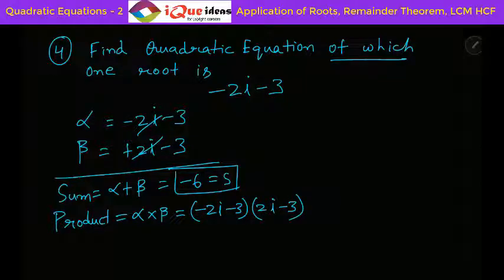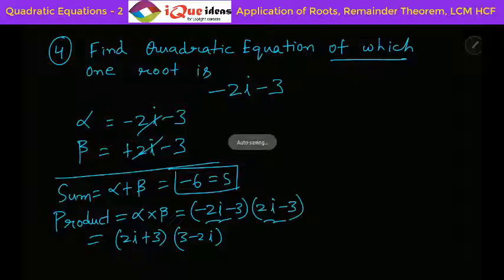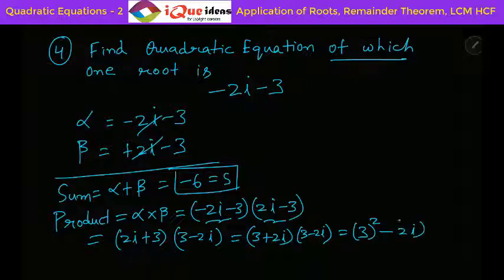So what we can do is we can take out minus common from both these two items. So the first one will become 2i plus 3 and the second one will become 3 minus 2i. Now because we have taken minus common from both, there will be no change in the final sign. So it is still positive. Now this is equal to 3 plus 2i into 3 minus 2i. Right? So it was a plus b into a minus b, so a square minus b square. So 3 square minus 2i square.